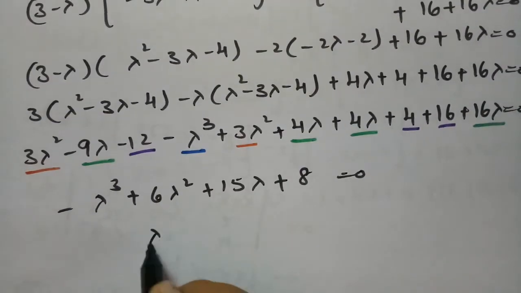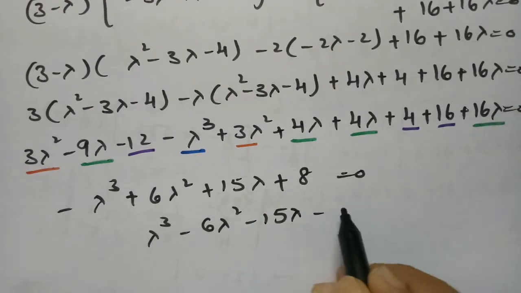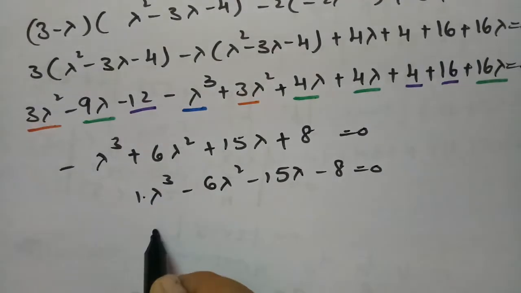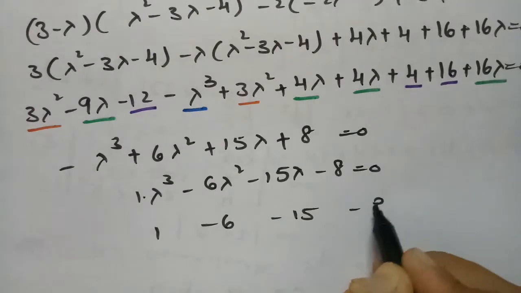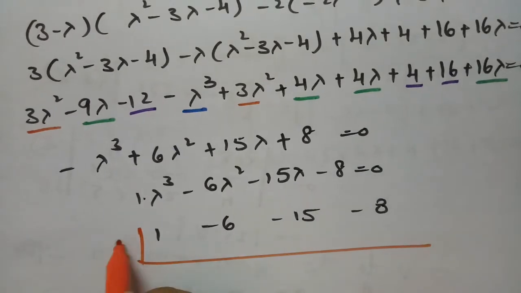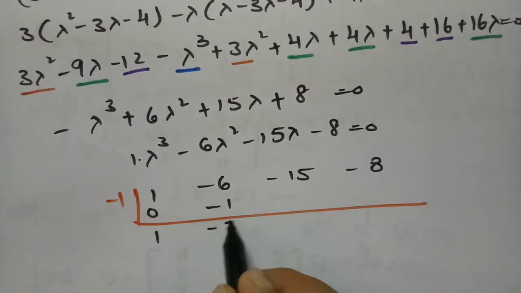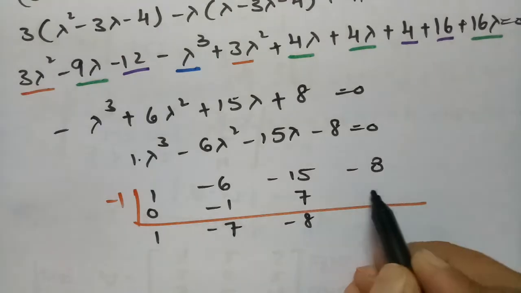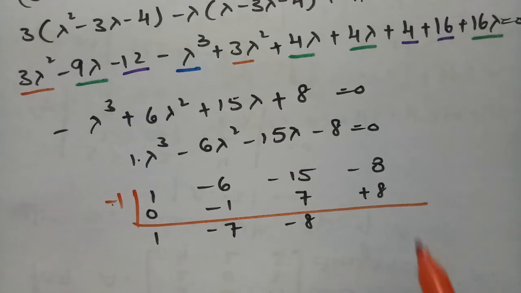If I multiply with minus, then lambda cube minus 6 lambda square minus 15 lambda minus 8 is equal to 0. So now I have to find the factors for this. The coefficients are 1, minus 6, minus 15, and minus 8. If I check with minus 1, see what happens here: 0, so this will be minus 1, so this is minus 7, again if I multiply, this is plus 7, and this is minus 8, and this is plus 8, so minus 1 into minus 8 is plus 8.